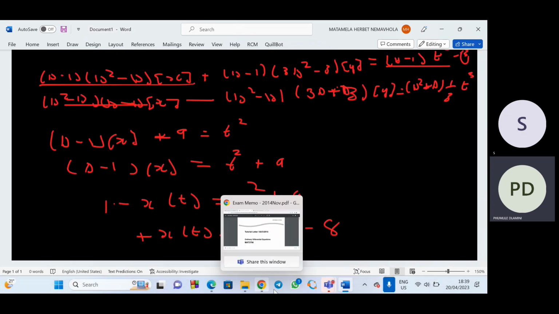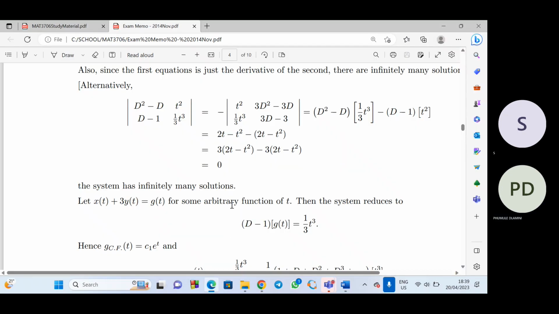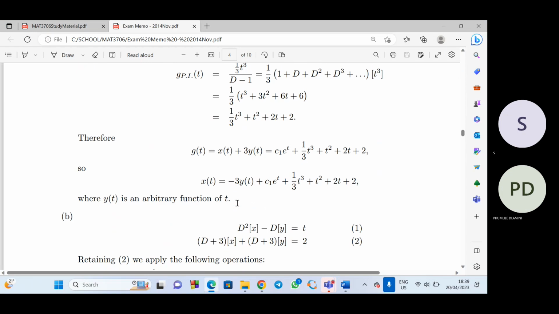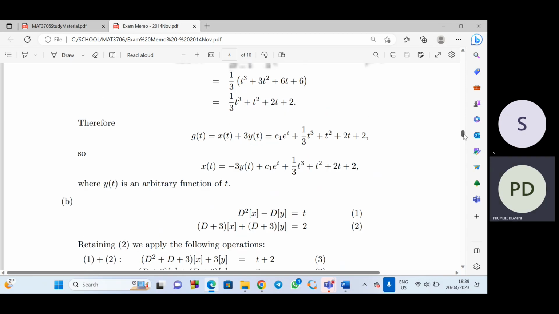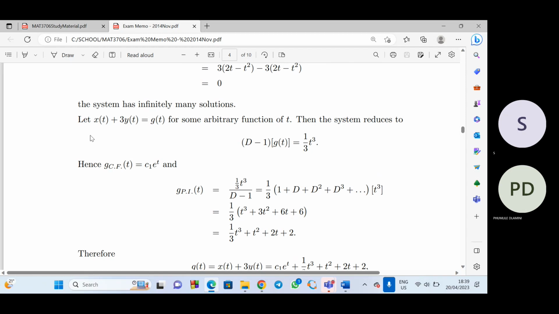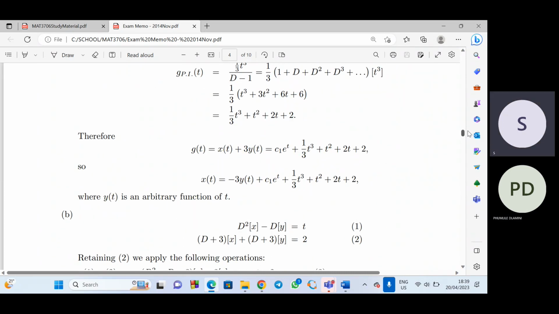Let me see which solution they got there. Now for this one, we are getting a different one when I'm using my method. Also, we are not getting the same. Let me just check the g of x of t plus 3 of t equals g of t. I think let me check this.